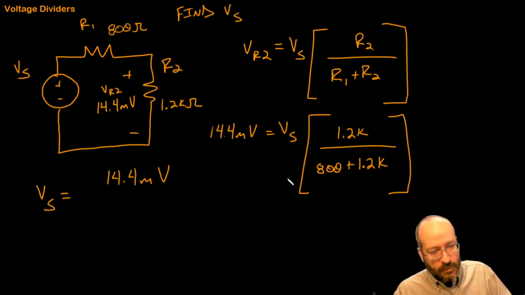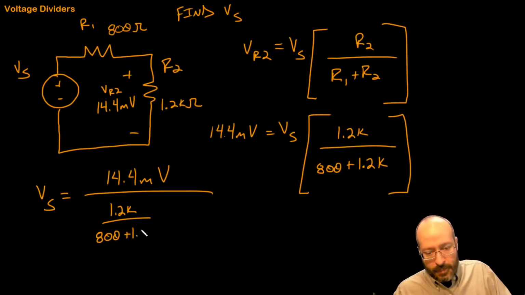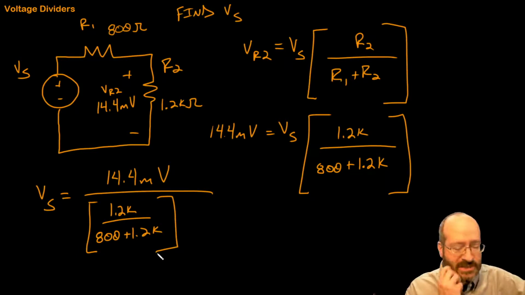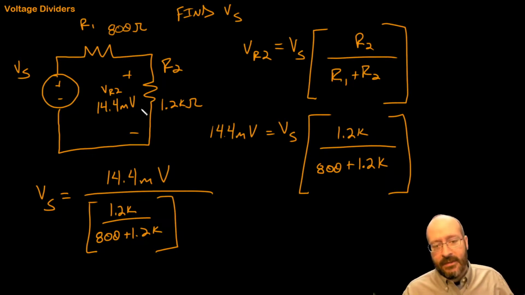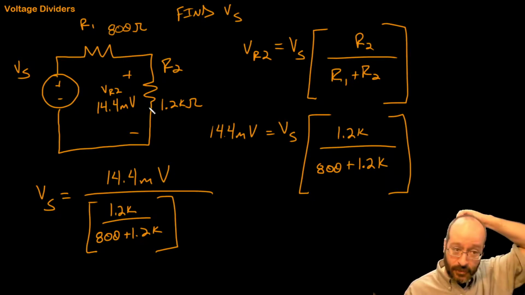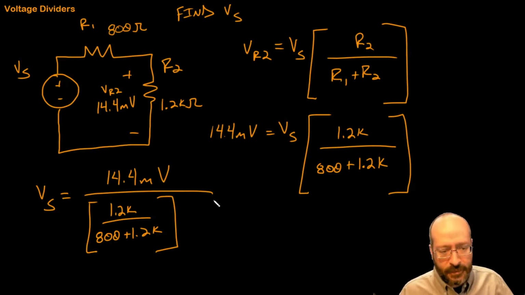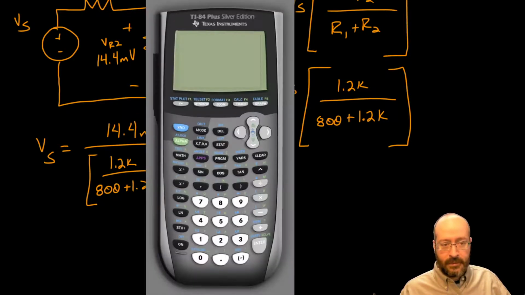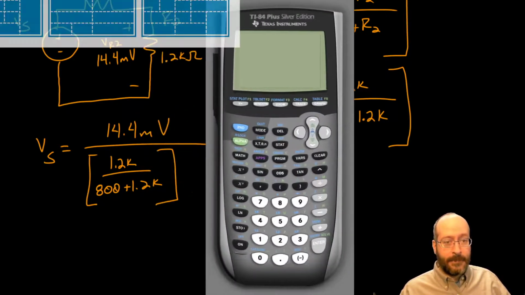Okay, we bring this whole ratio down underneath. So 1.2K over 800 plus 1.2K, and that's going to give us Vs. So we're still relating voltages. That hasn't changed. It's a voltage divider. We're relating this voltage to this voltage, and they're both across some variation of those series elements. So let's get the calculator to do this for us.